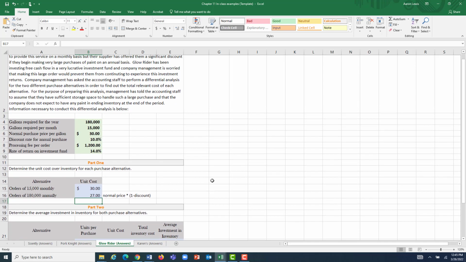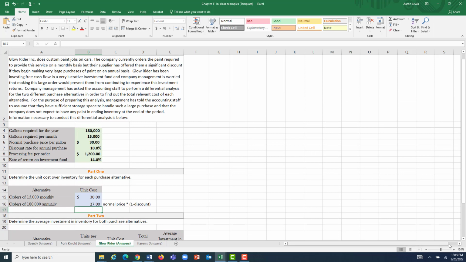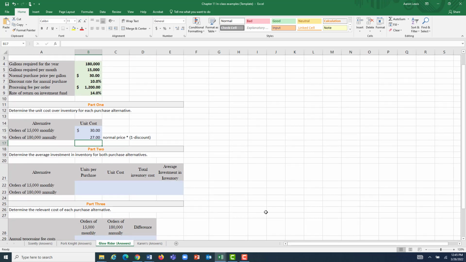In part 2, we're going to start by finding our average investment in inventory. And that is accounting terminology for saying this is how much money we're going to have tied up in inventory at the time that we're not selling. It's the amount of money that you're unable to make other alternative decisions, other alternative investments with, because it is tied up in inventory that's sitting on your shelves waiting to be sold.